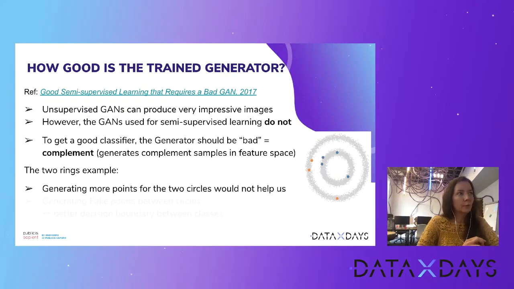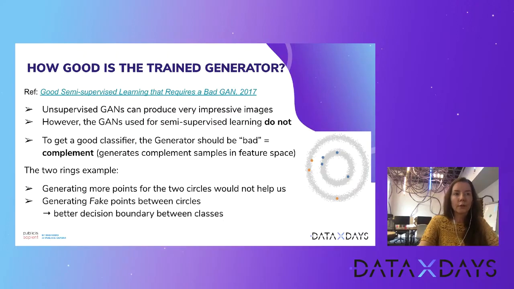Now, what is the reason for why we need a bad generator? Well, if you look at this image with a bunch of grayed out points, it shouldn't be too hard to convince yourself that adding more grayed out points to build a stronger ring really wouldn't help us so much. What would help us, however, is to generate some points in between the two classes, because if you generate points in between the two rings, it will be easier for the discriminator to tell that whatever is on the inside of that fake ring belongs to the blues, and whatever is on the outside belongs to the oranges. So in other words, we get a sharper decision boundary.